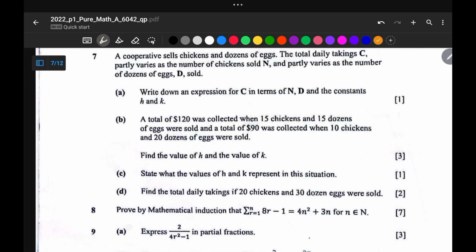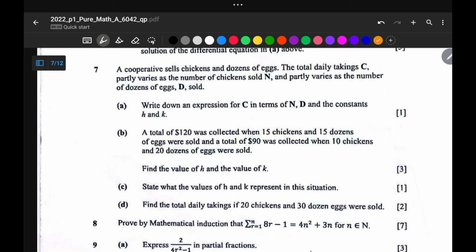Question number 7, which says a cooperative sells chickens and dozens of eggs. The total daily takings C partly varies as the number of chickens sold N, and partly varies as the number of dozens of eggs D sold. So we are required to write an expression for C in terms of N, D, and the constants H and K.